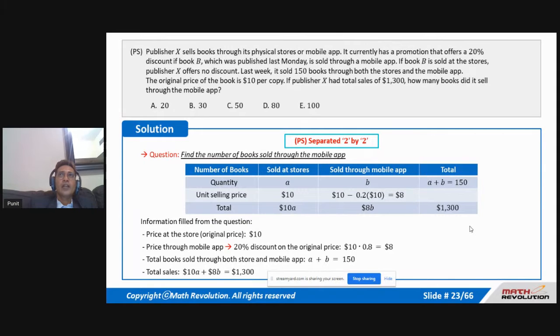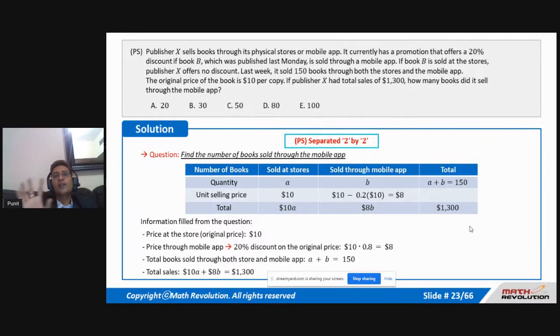For questions which are too wordy, just look for non-essential clauses which you don't want to read, because you have all been preparing for verbal, so you understand those clauses, where to read and where to leave them. If book B is sold at the stores, publisher X offers no discount. Last week it sold 150 books through both the stores and the mobile app.